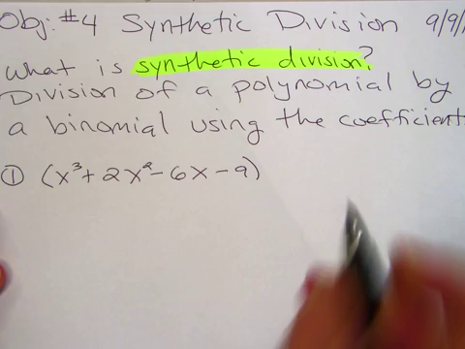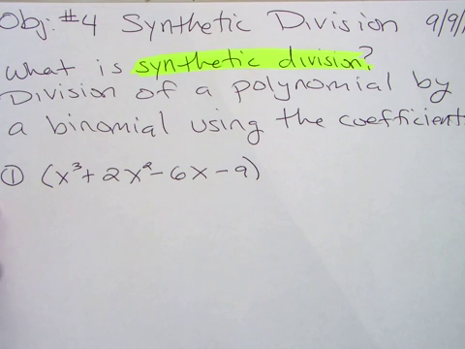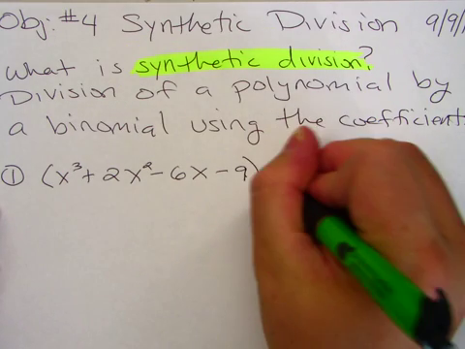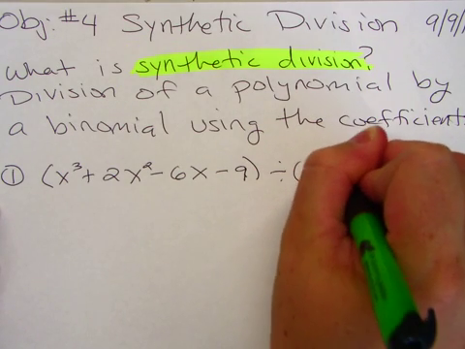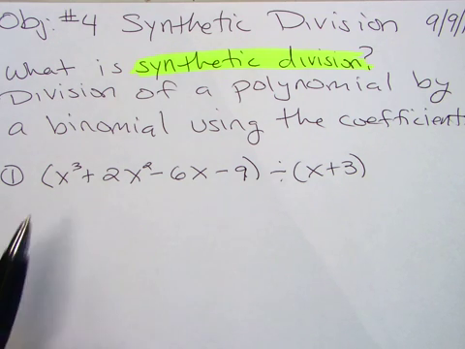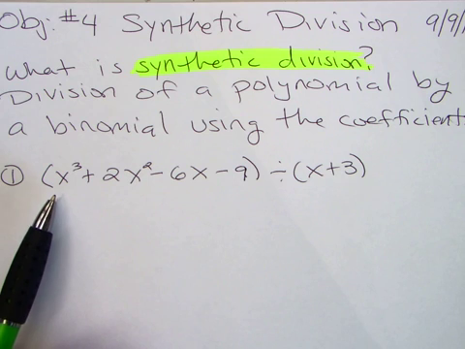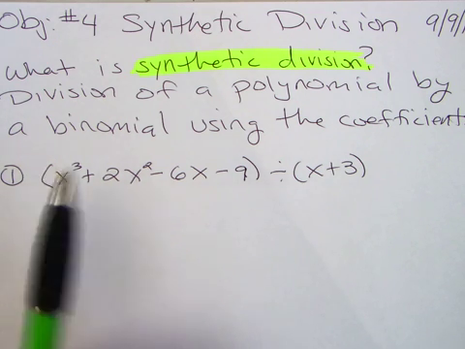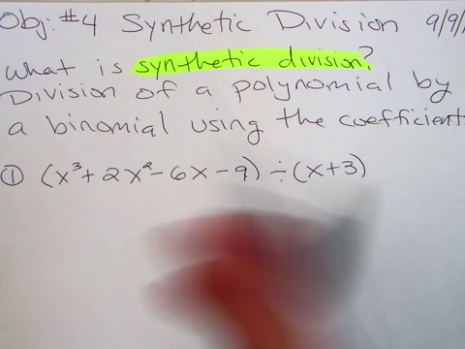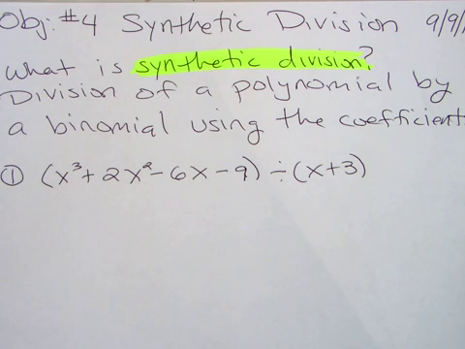All right, so number one: x cubed plus 2x squared minus 6x minus 9, divided by x plus 3. Remember, long division is a super long process. You divide this by that, you put it up top, you multiply, you subtract. So we're going to just use the coefficients.